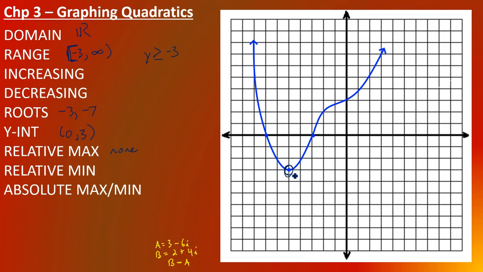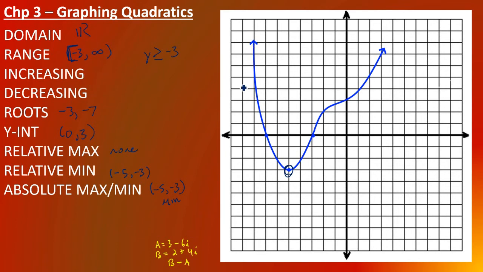All right, minimum, right here. So what is that? Negative 5, negative 3. And this is the absolute lowest that it gets. So negative 5, negative 3 is an absolute minimum. Alright, let's take a look at increasing, decreasing.